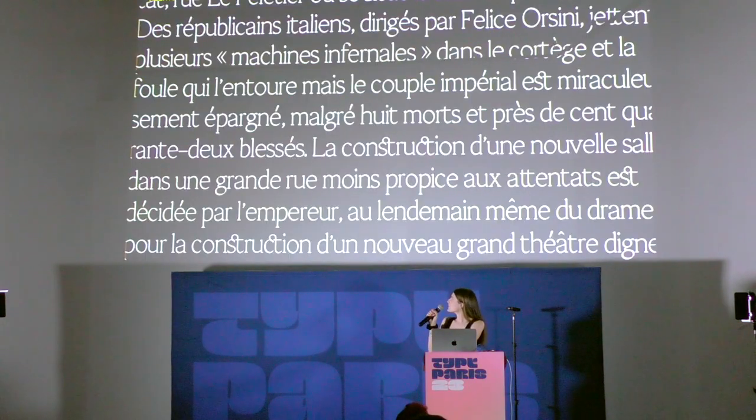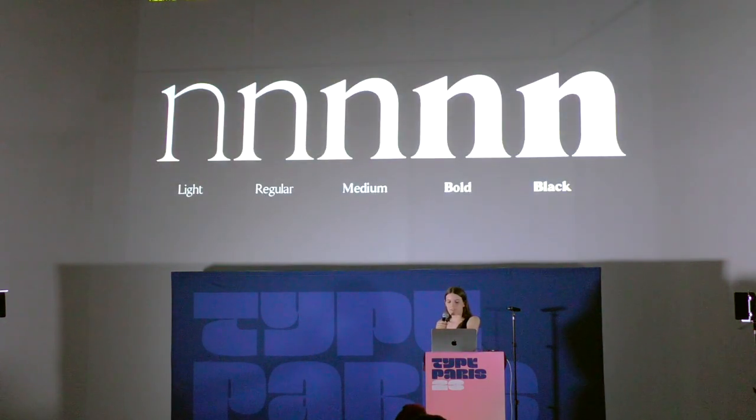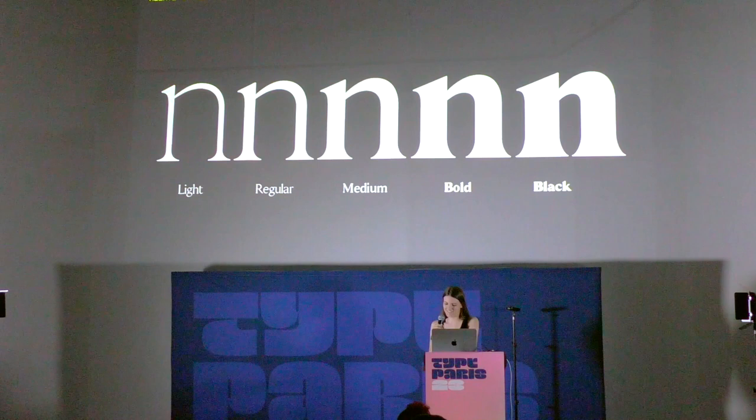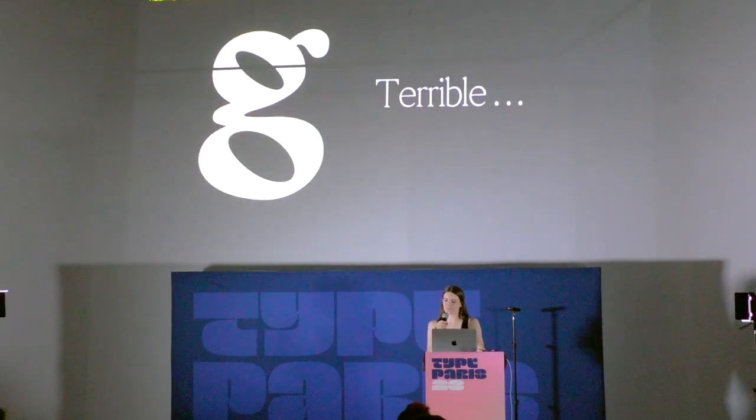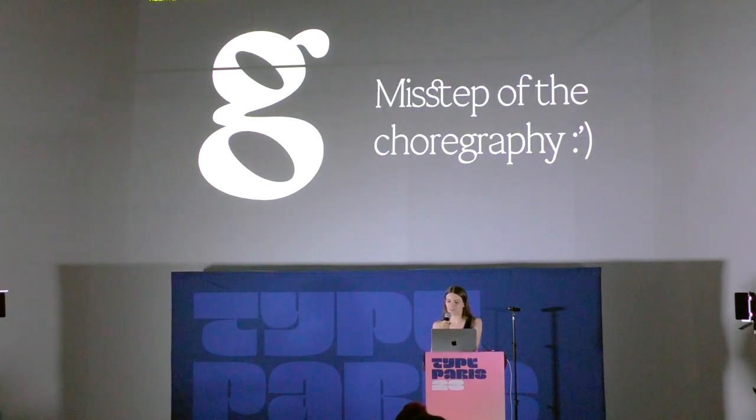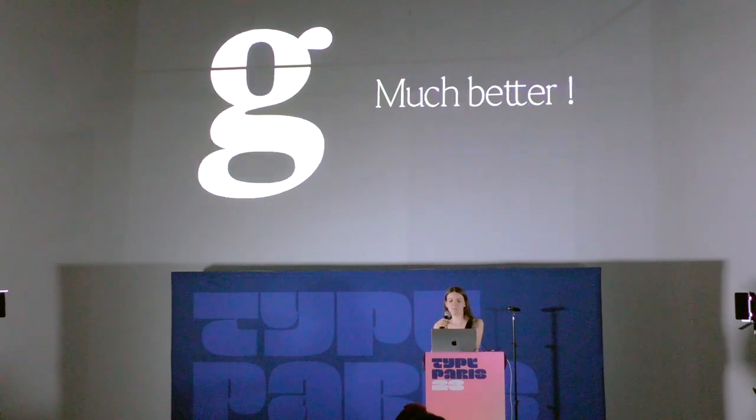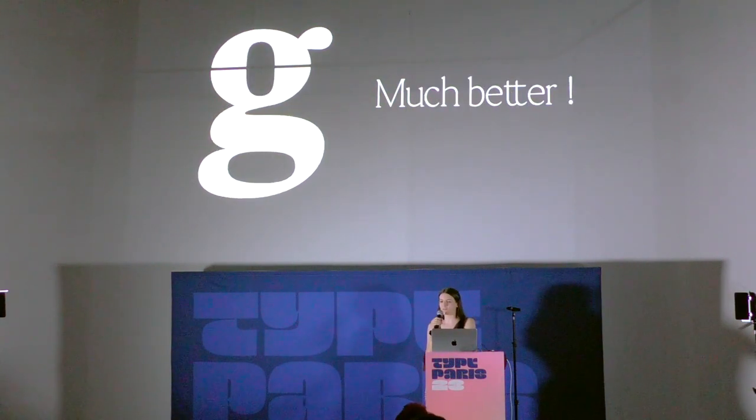So this is a view of the text. And here is time for the interpolation, but before you have to make the black version, and it was a nightmare for me. As you can see, this was my previous lowercase g. Like, I hate the lowercase g, actually. This is the worst of the alphabet. And it was so terrible, it's like the misstep of the choreography. But an angel came, and it was so much better. So thank you, Mattaio, for this. You fixed my g.